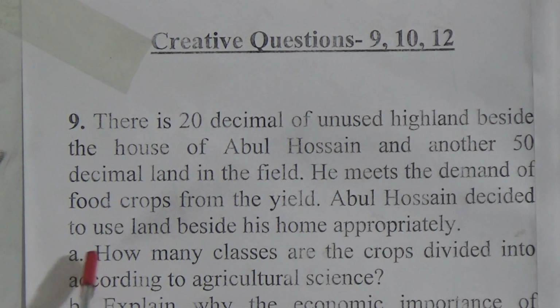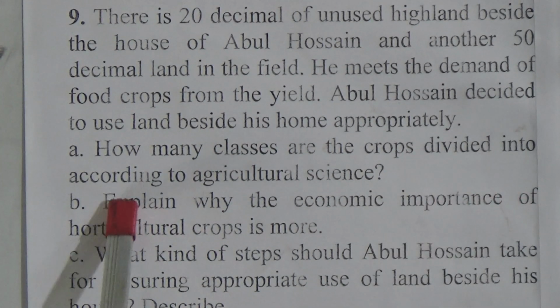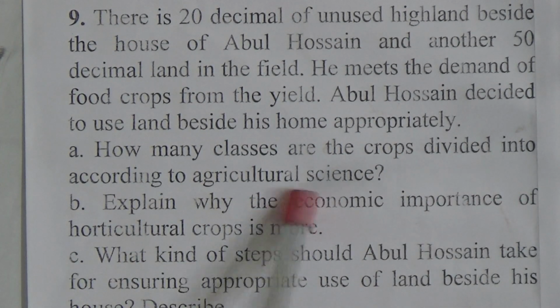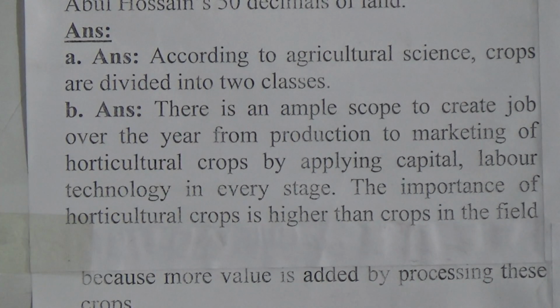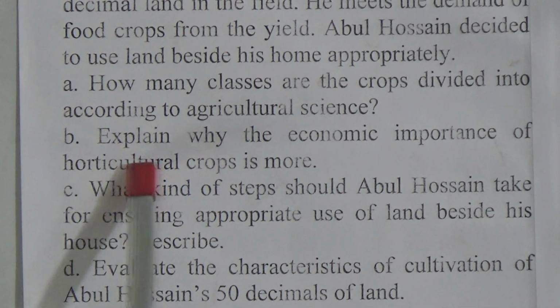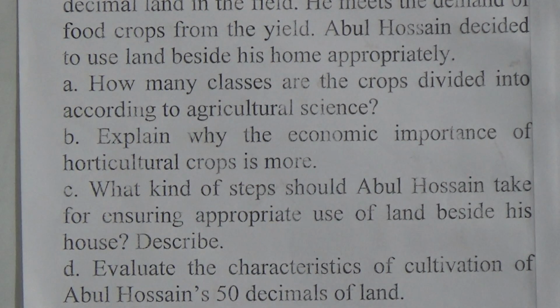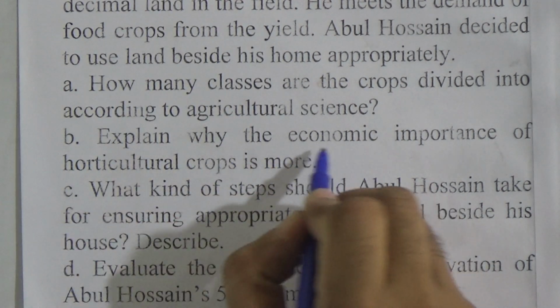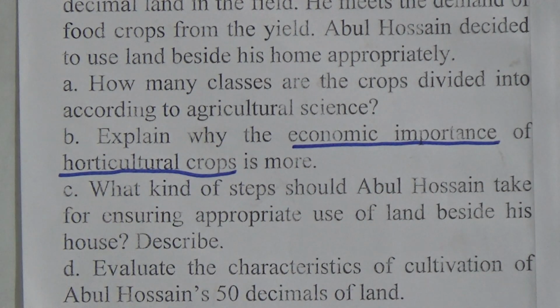Okay. There are 4 questions. How many classes are the crops divided into according to agricultural science? Okay. Number A, answer. According to agricultural science, crops are divided into 2 classes or 2 types. Now, number B, explain why the economic importance of horticulture crops is more. Dear students, you have to explain why the economic importance of horticulture crops is more.